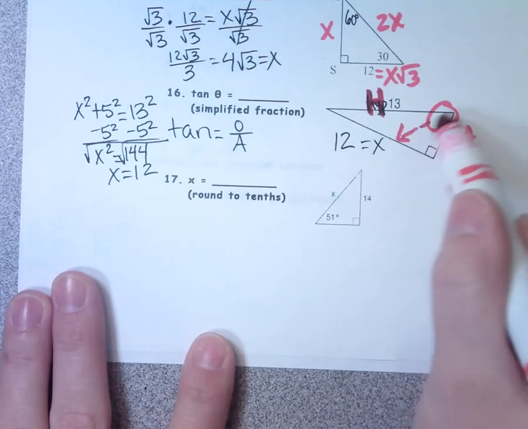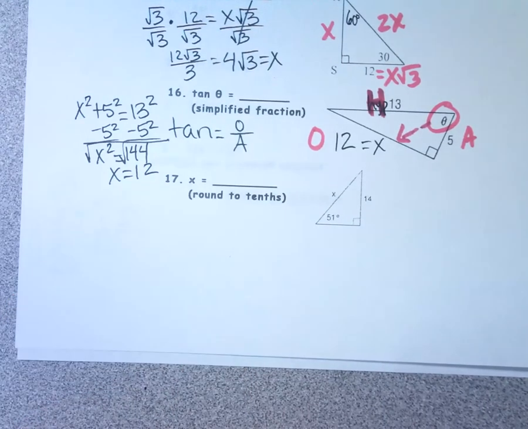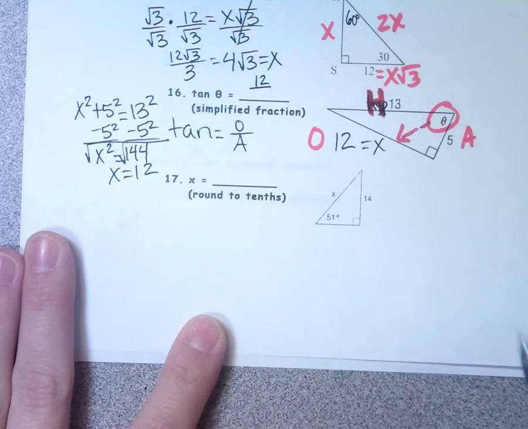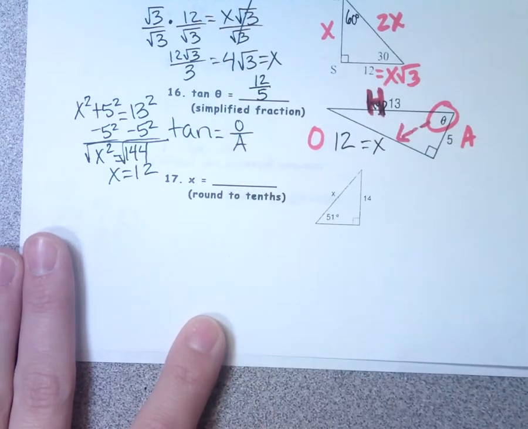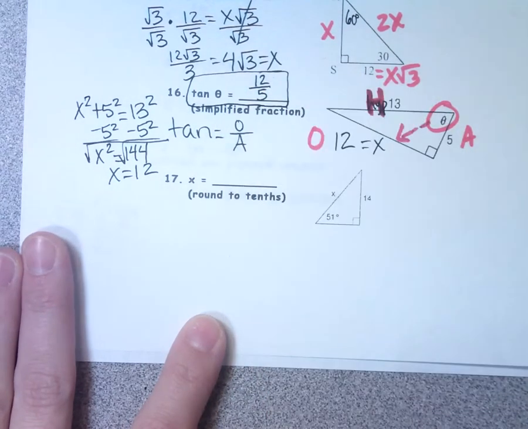Okay, so the side all the way across from the angle, that's the opposite. So now I can do this. If tangent is opposite over adjacent, then it's opposite 12 over adjacent 5. And there's my answer. So tangent of theta is 12 over 5.